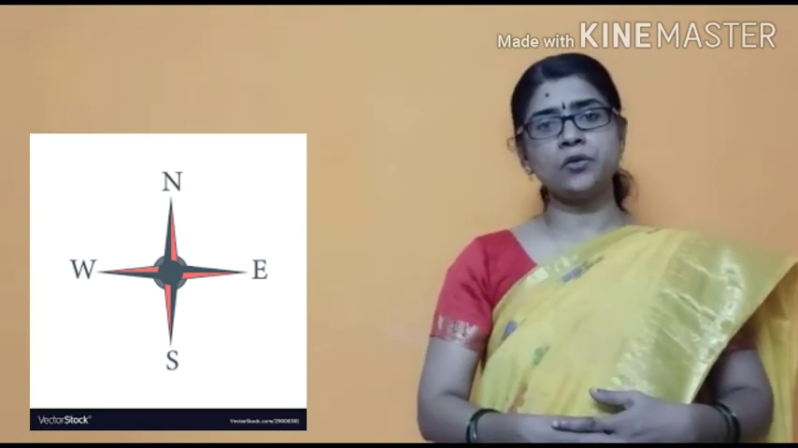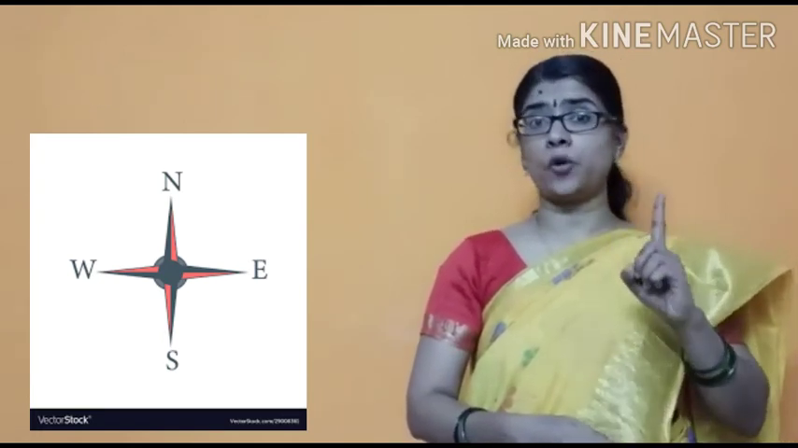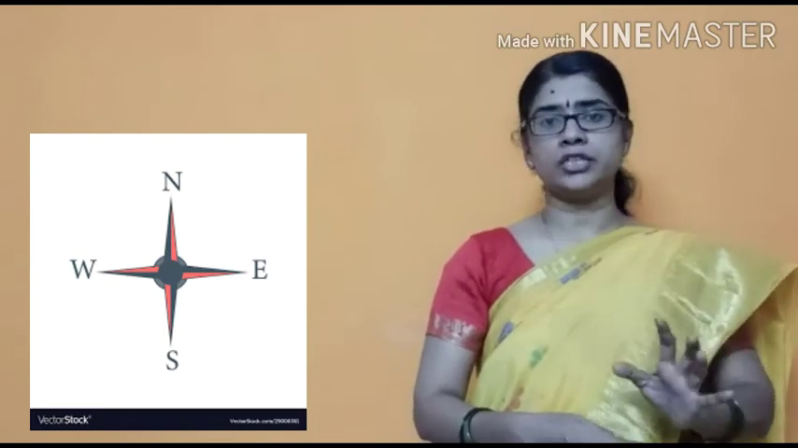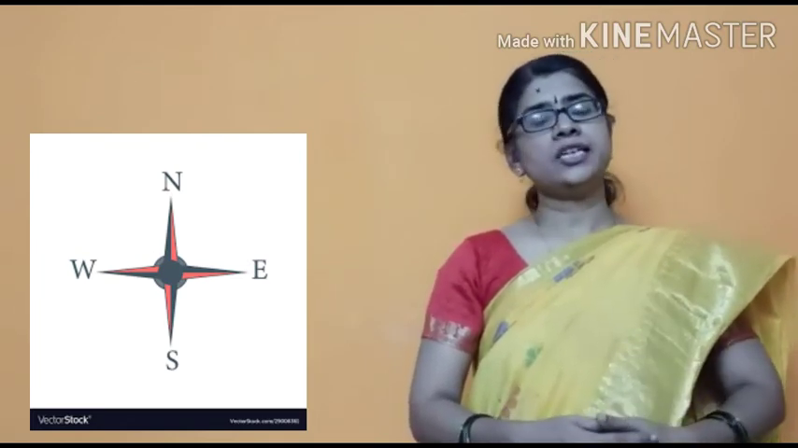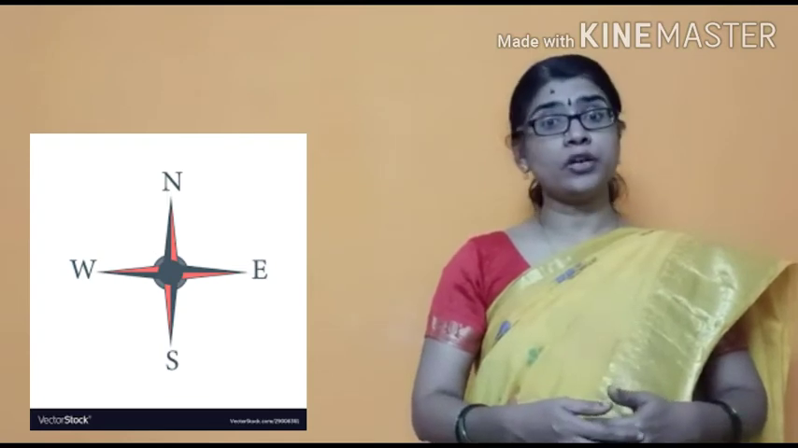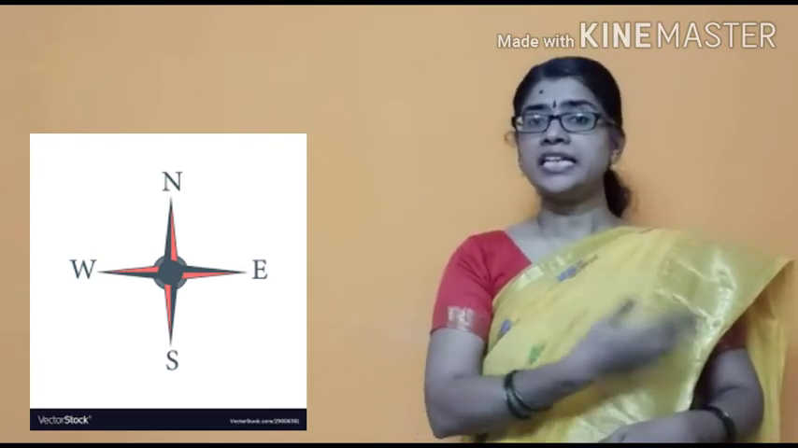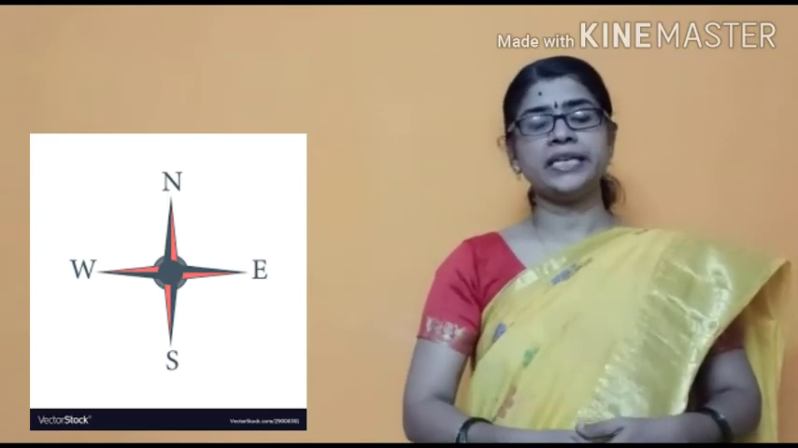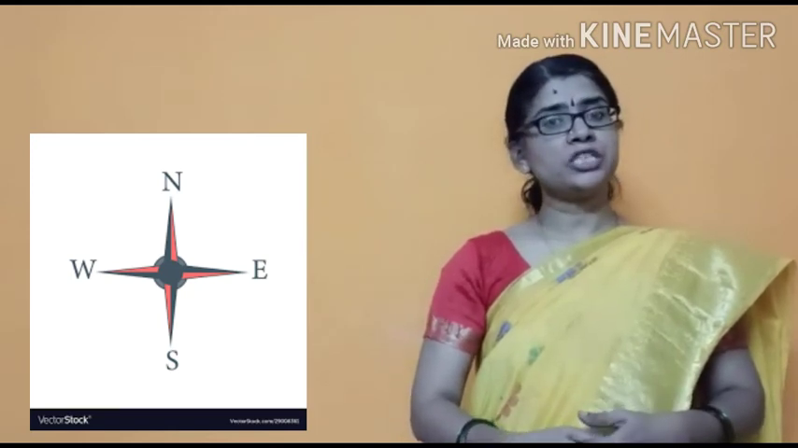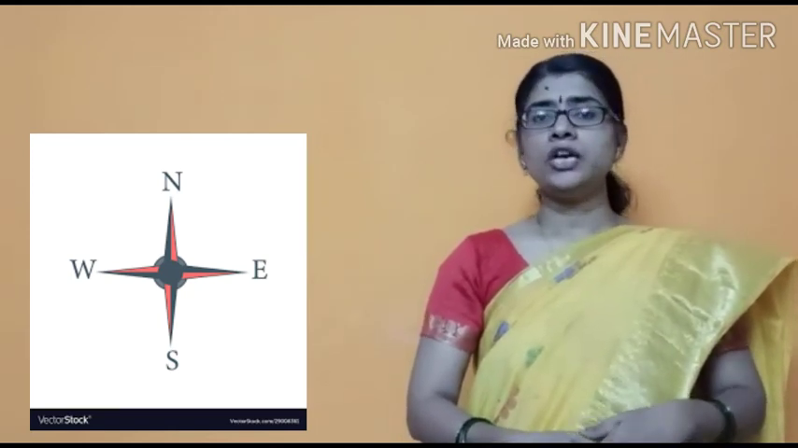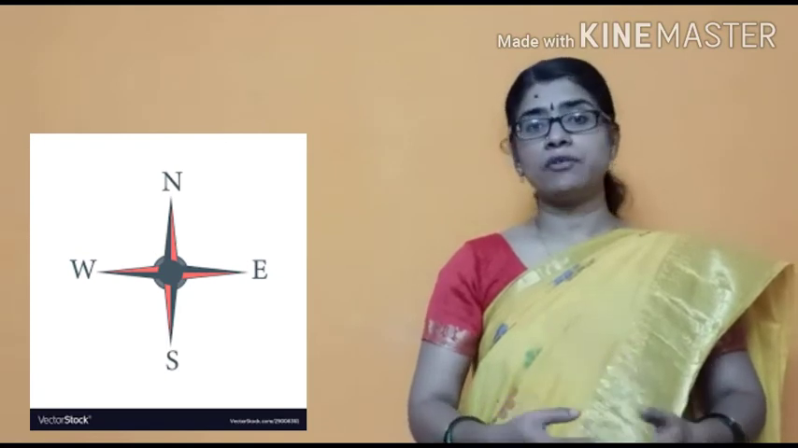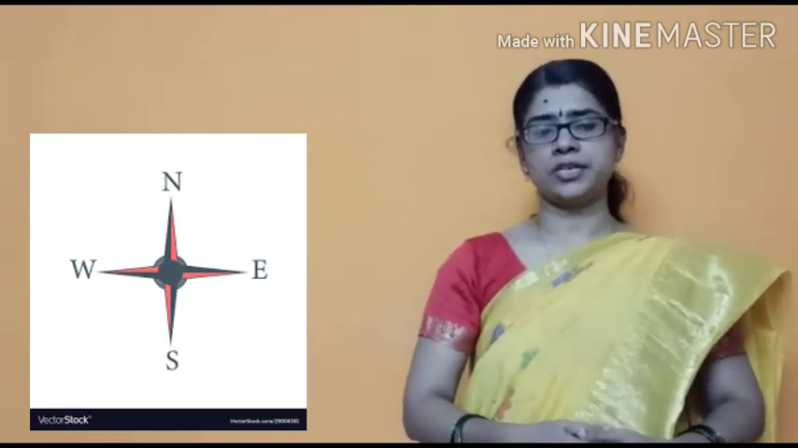Always the arrow in a compass shows the top. Top means north. When the top direction is north, the opposite, the bottom, is south. The right side of your page will be east. The left side of your page will be west. So, if you know one direction, you can find out the other directions.